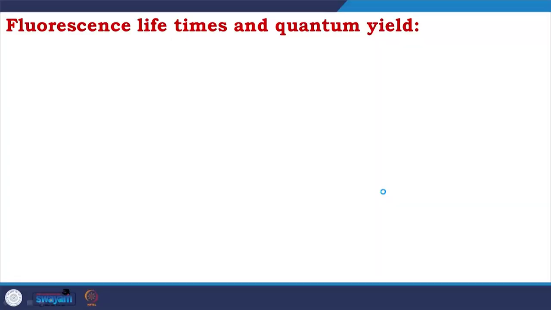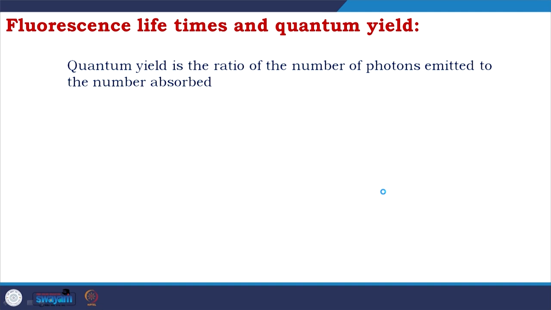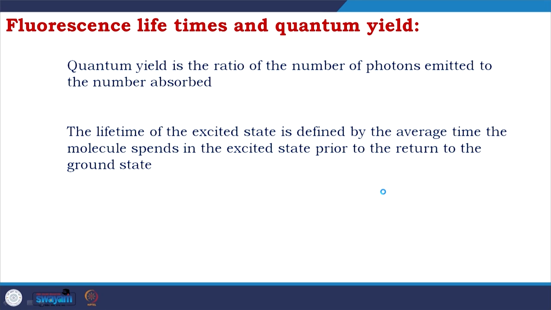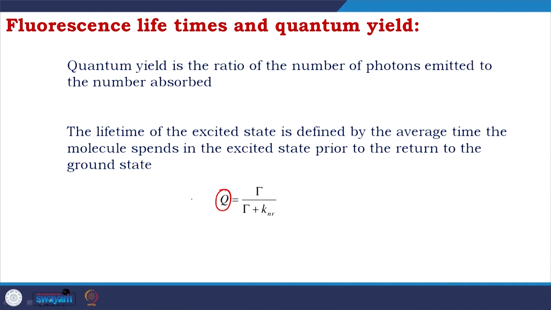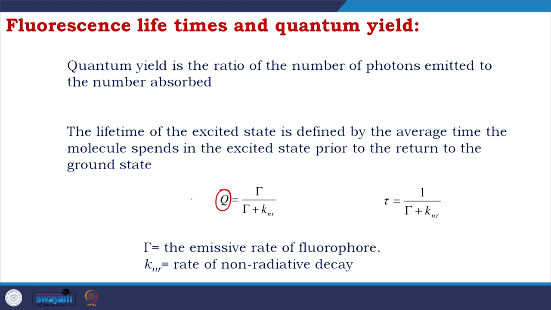Fluorescence lifetime and quantum yield. Quantum yield is the ratio of the number of photons emitted to the number absorbed, as I told. The lifetime of the excited state is defined by the average time the molecule spends in the excited state prior to the return to the ground state. Q, generally we use Q for quencher, but here Q is used for quantum yield: Q = Γ/(Γ + k_NR), or τ/τ_n, where τ = 1/(Γ + k_NR) is the lifetime, Γ is the emissive rate of the fluorophore, which is characteristic to any fluorophore, and k_NR is the rate of non-radiative decay.